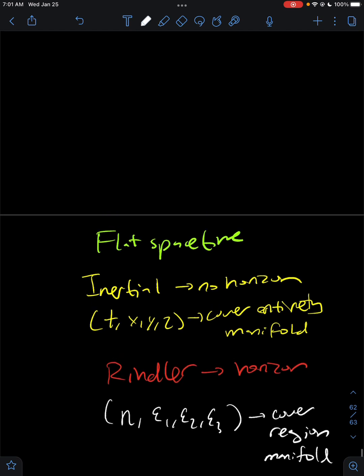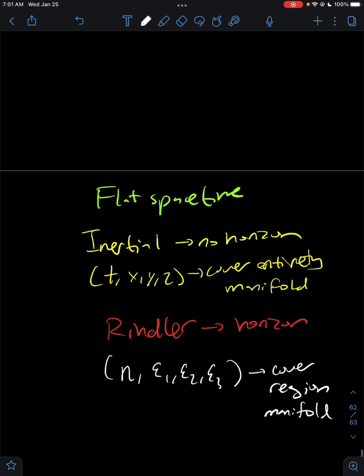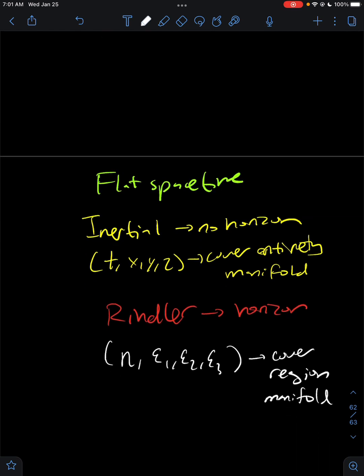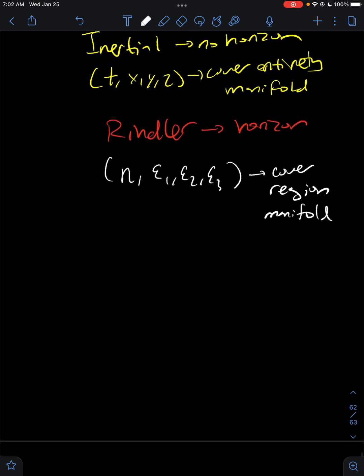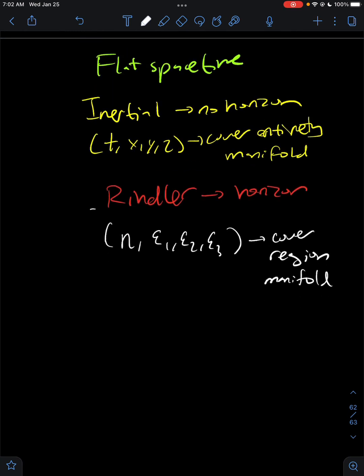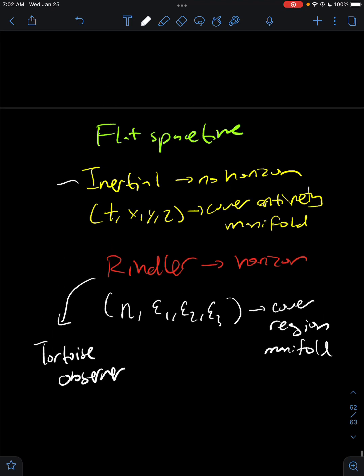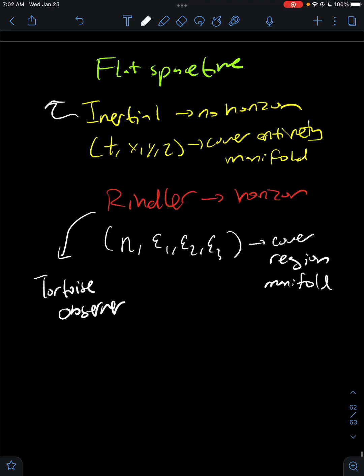So that's why the tortoise coordinate will describe an observer that's hovering outside that black hole, because the tortoise coordinate doesn't cover the entire manifold, and the observer won't see events that cover the entire manifold. They'll only see events outside the black hole. So we now have a checklist. We've found that the analog of a Rindler observer is going to be the tortoise observer, or turtle observer. So what's going to be the analog for the inertial observer?